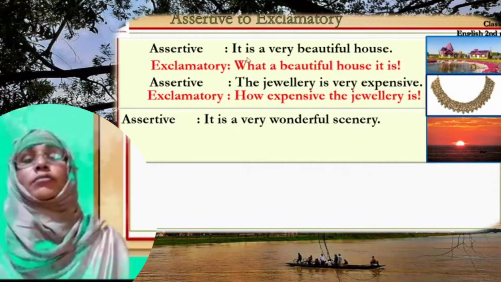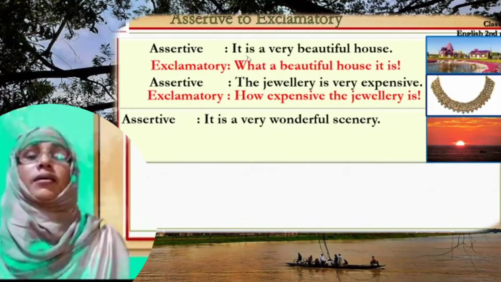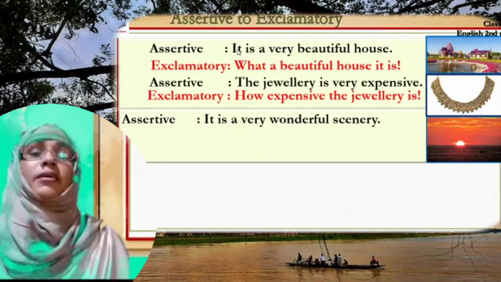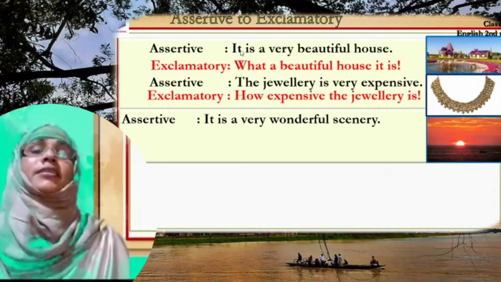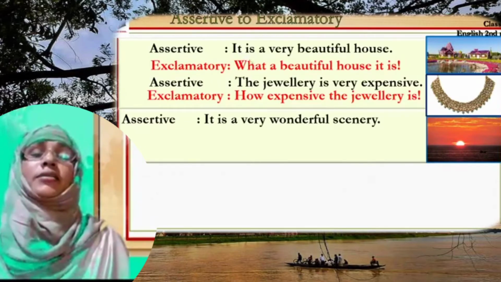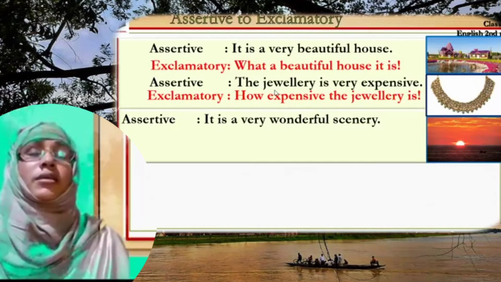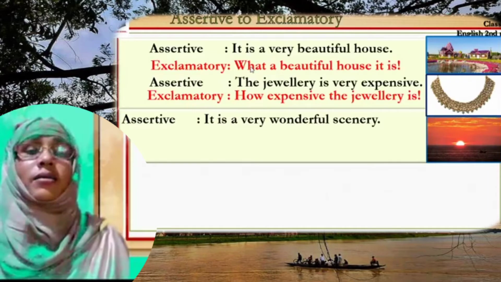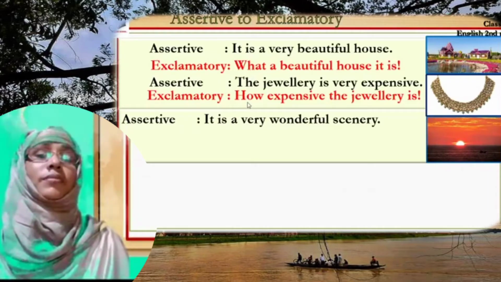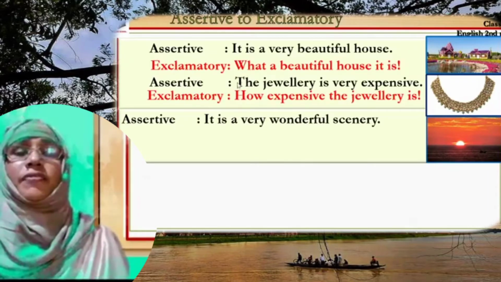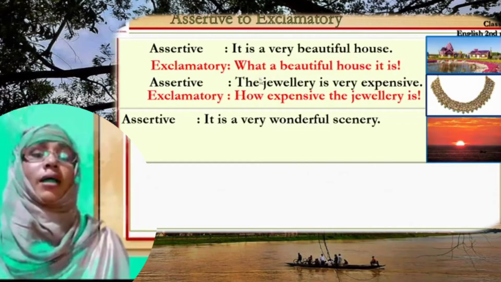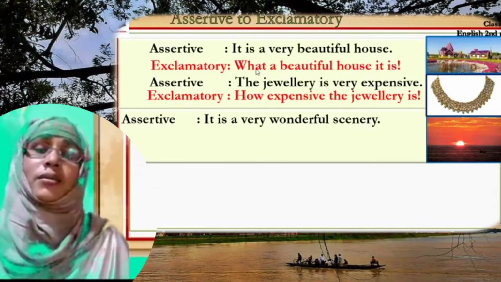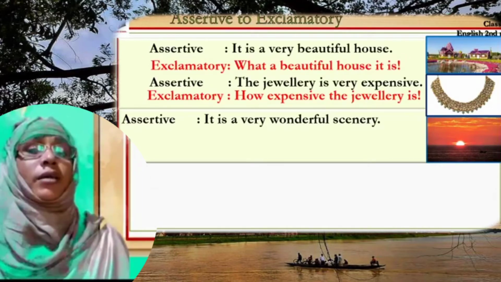And how can we change? An assertive sentence starts with a subject. Look at the sentence. It starts with 'it'. It is a subject. And in the second sentence, the jewelry is the subject. But an exclamatory sentence starts with what or how. Why is there a difference? What and how? Can we use what or how according to our wish?